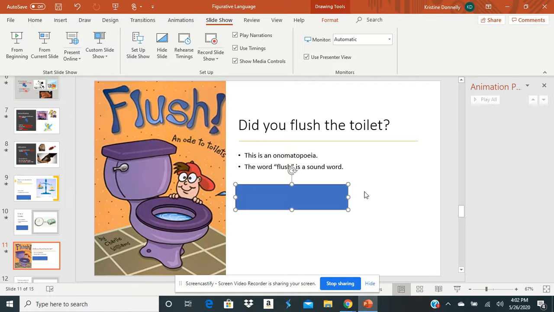If you said onomatopoeia, you are correct. You will write in the word onomatopoeia on the blank and cross it out on your word bank. The word flush is a sound word. Therefore, it is an onomatopoeia.